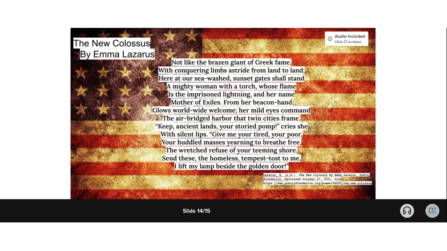the wretched refuse of your teeming shore. Send these, the homeless, tempest-tossed, to me. I lift my lamp beside the golden door.'"